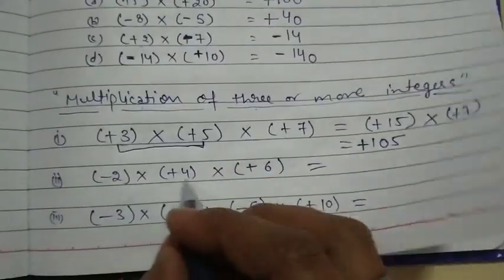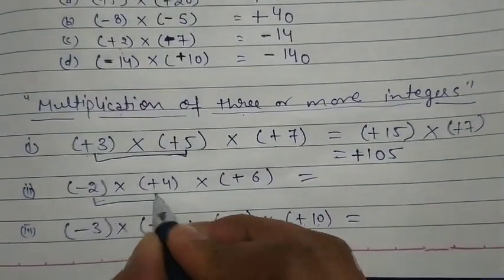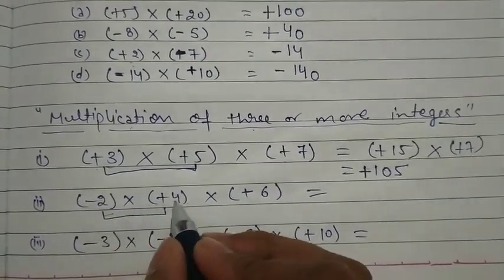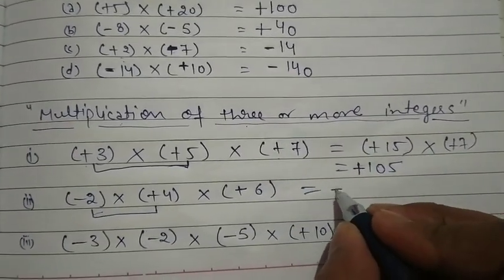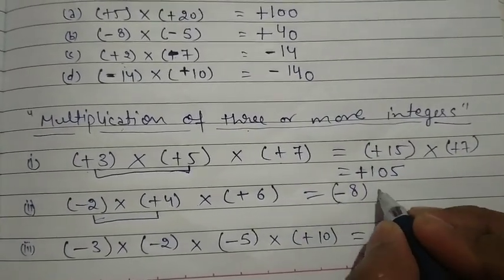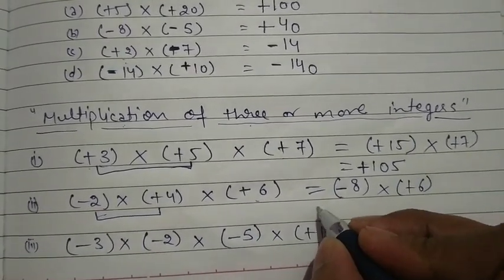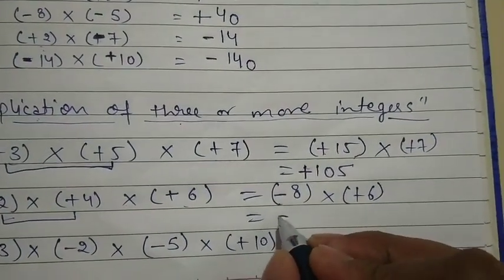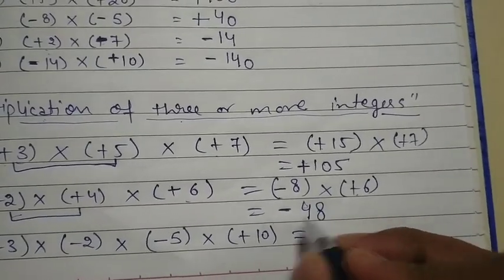Same here, again we have 3 integers, so we will multiply the first 2, minus and plus. They are of different signs, so we will simply multiply and put the minus sign. 2 4s are 8, so this will be minus 8 into the remaining plus 6. Then minus plus again different sign, so minus, and 8 6s are 48, so the answer will be minus 48.